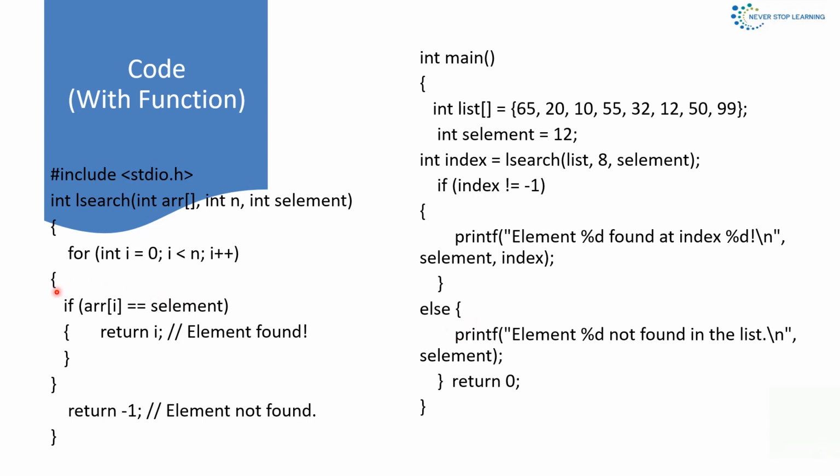Else, if we don't find the element, we are returning, once this entire loop ends, -1. Once index gets -1, that means I will not enter inside this if statement, I will come to the else statement. In the else statement, we are simply printing that the element is not found in the list, and this program will end.